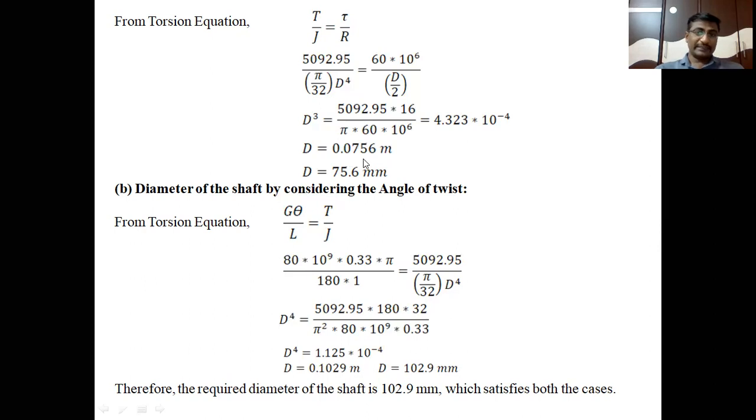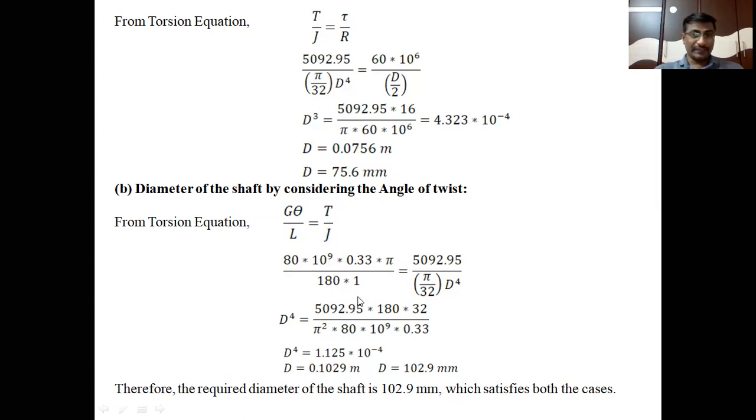So in the first case, 75.6 mm is the required diameter to avoid exceeding 60 megapascals, and in the second case, 102.9 mm is the required diameter for the angle of twist consideration of 0.33 degrees. So out of these two, 102.9 mm and 75.6 mm, we should take the maximum, the higher of these two, as the diameter of the shaft to avoid exceeding 60 megapascals, the maximum shear stress, and the angle of twist of 0.33 degrees.